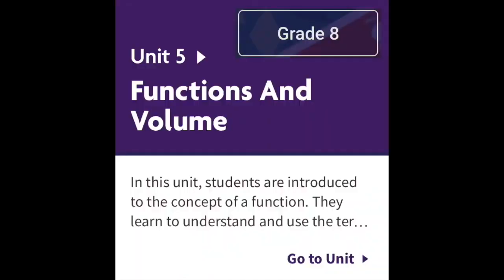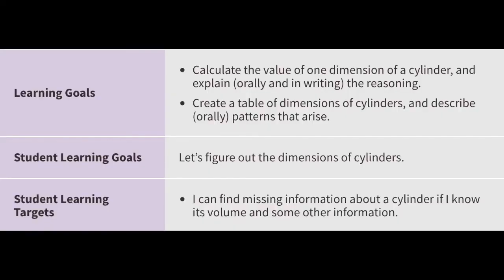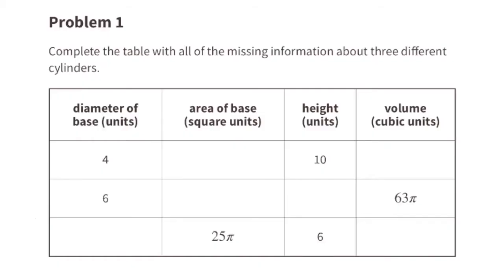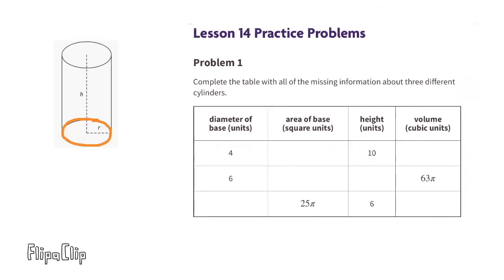8th grade, Unit 5, Lesson 14, Finding Cylinder Dimensions. Problem number 1. Complete the table with all the missing information about 3 different cylinders. Let's look at the base of the cylinder first. They ask about the diameter of the base and the area of the base. Since it's a cylinder, it has a circle as the base.